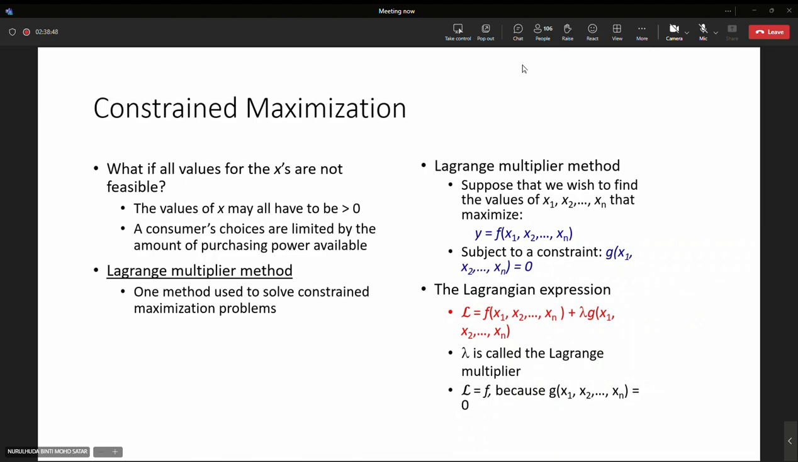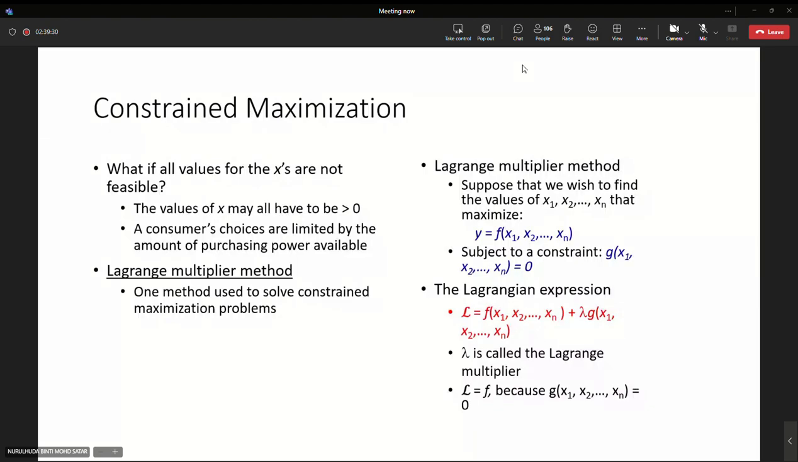So we have what we call the limitation. There are certain combinations of x's that are available but not feasible for individuals to consume. When we talk about the consumer's utility maximization problem, these x's are the basket of goods that is feasible to the consumer.